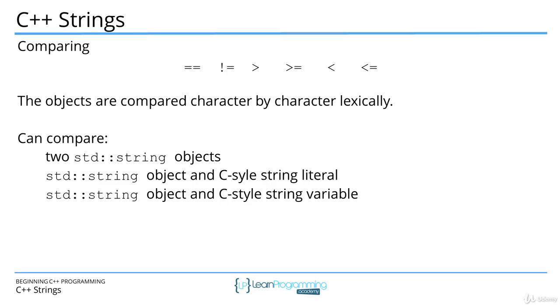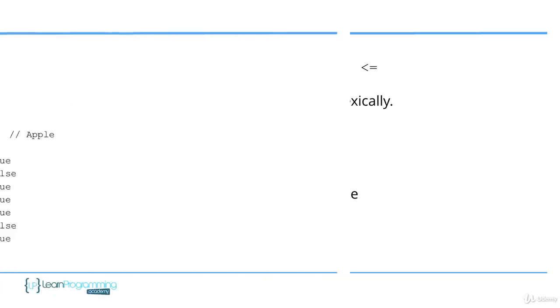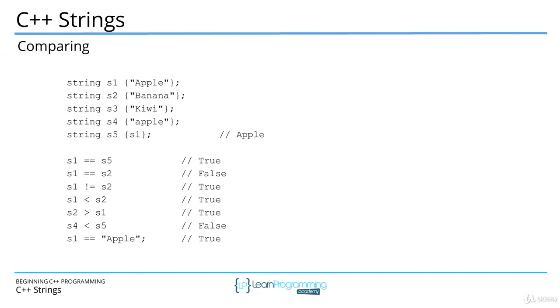We can't use these operators on two C-style literals, but we can use them in the following cases. If we have two C++ strings, if we have one C++ string and a C-style literal, or if we have one C++ string and one C-style string. Let's see some examples. Here we're defining 5 C++ string variables, S1 through S5, and then we perform some comparison operations and see the results. Of course, you would normally use these Boolean expressions in an if statement or looping conditional expressions.